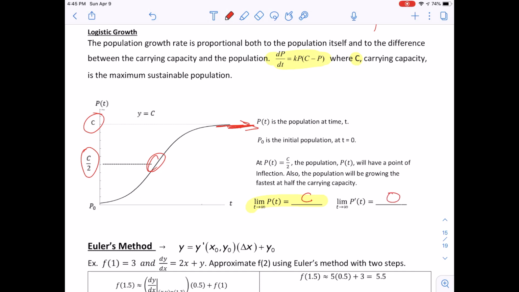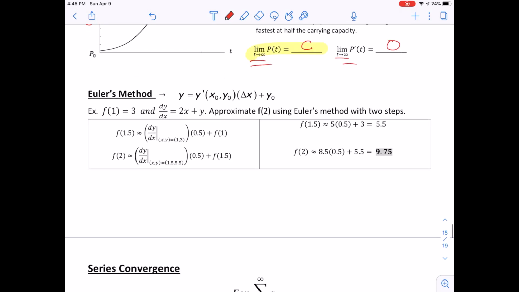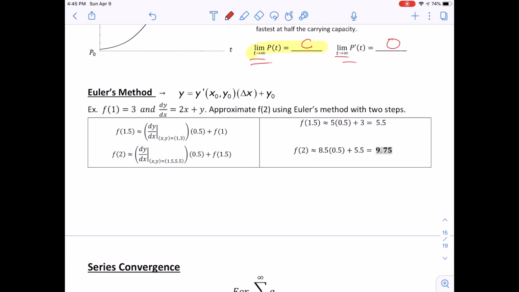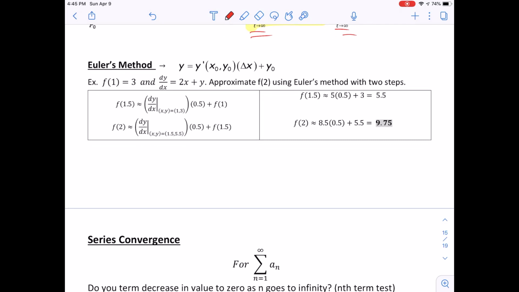Now, what's hard about this is there's no t's in this differential equation. They're going to ask you some limits as t approaches infinity, and you just have to recognize that this is a logistic growth, and this is how the curve is always going to look. The next thing you're going to have to do, sometimes in the same question because it's going to have a differential equation, is Euler's method.